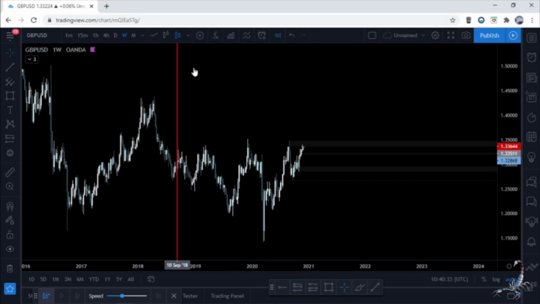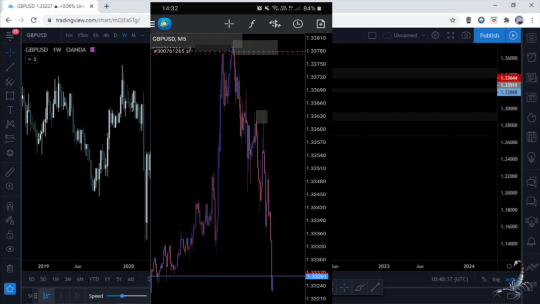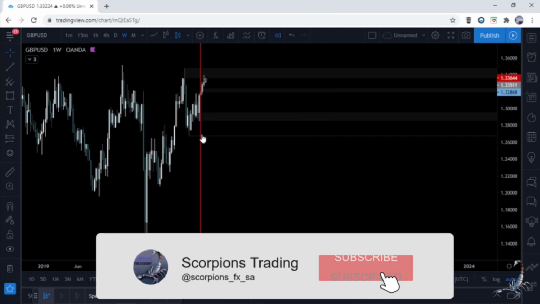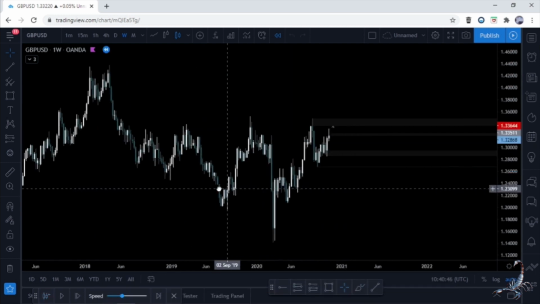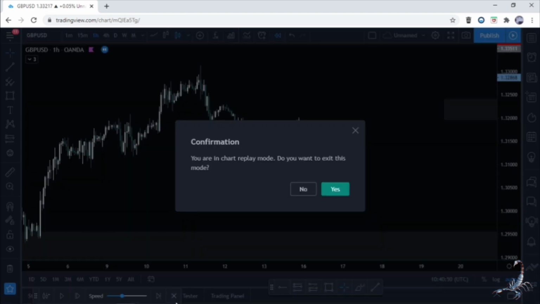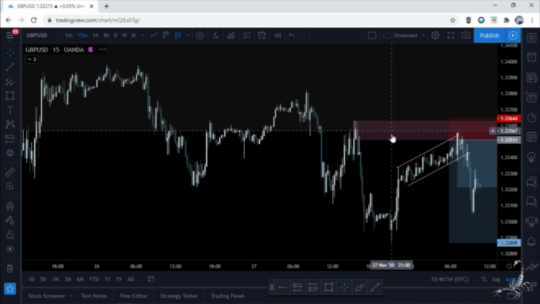Okay, I'm going to be going over a position that I took on the GBPUSD, and I'm going to be showing you how I analyzed the market, how I executed the trade, and how I managed the trade. And I'm also going to post screenshots of the trade that I took. Currently, I'm also in a trade on the GBPUSD right now on the 15-minute time frame.